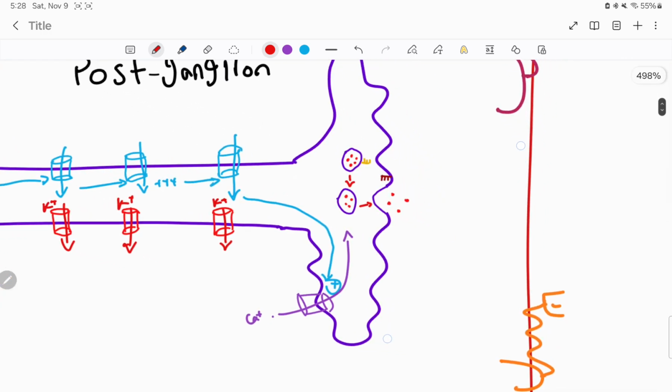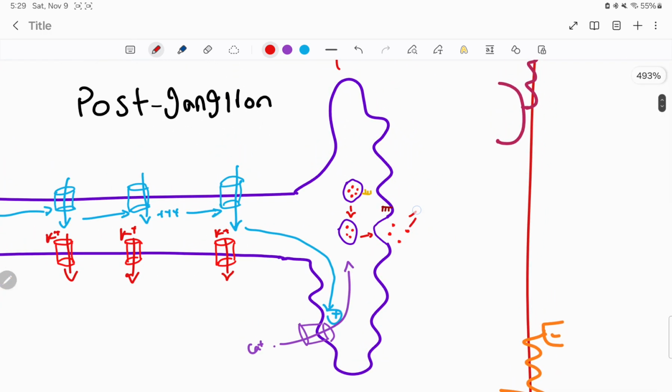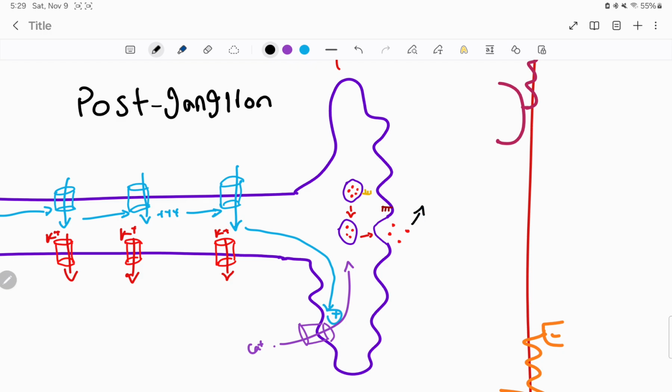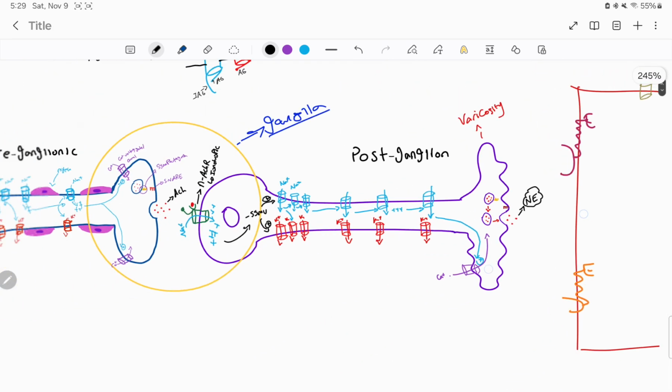All right, so what are these neurotransmitters that get released? What are they going to be called? If you're saying norepinephrine and epinephrine, you are wrong. It's only going to be norepinephrine. Where do we get epinephrine from, guys?